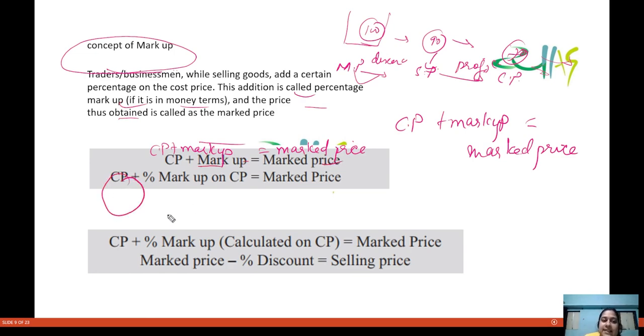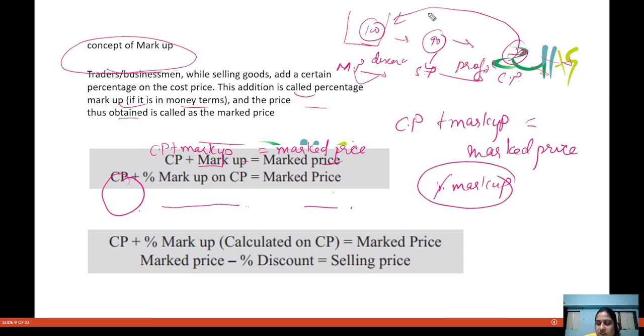Now cost price plus percentage markup on cost price is also equal to marked price. For example, someone is saying that this much is the percentage markup. That means with respect to cost price, the marked price is this much. So for example, I am saying that the markup is 30% of the cost. So now what is marked price? Marked price is equal to 1.3 into cost price. I already told you this concept, I think everybody will be clear about this. 100 plus 30 by 100.